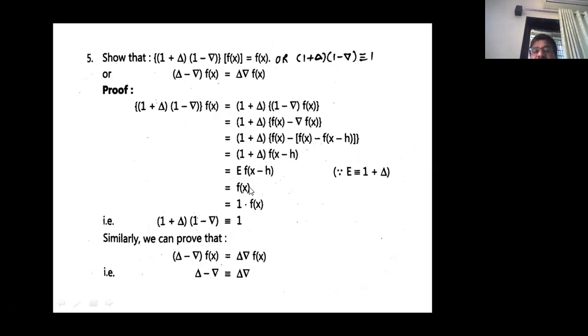So either by using this method, or by deleting this step and multiplying this f(x − h) to the bracket, we also have the same, this f(x), that is 1 into f(x), and these two are equal, and therefore these two are equivalent, that (1 + Δ)(1 − ∇) is equal to 1, or is equivalent to 1.